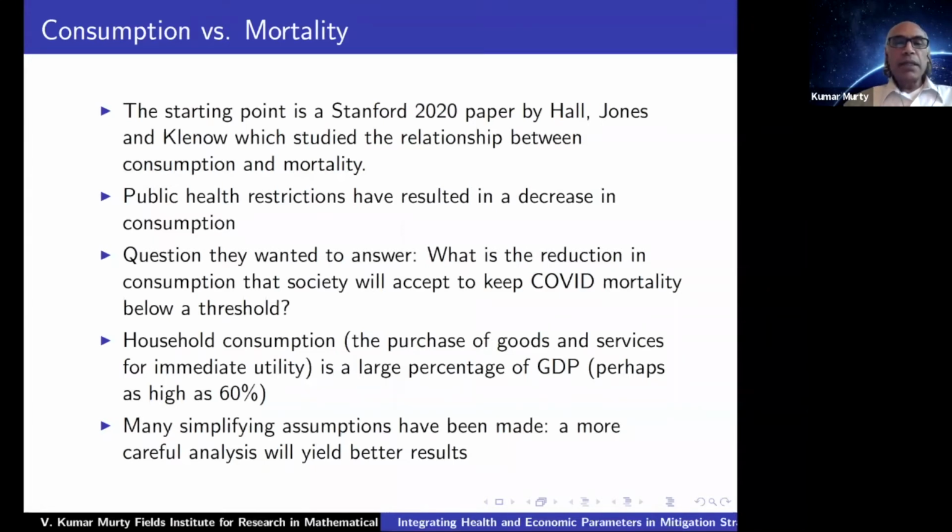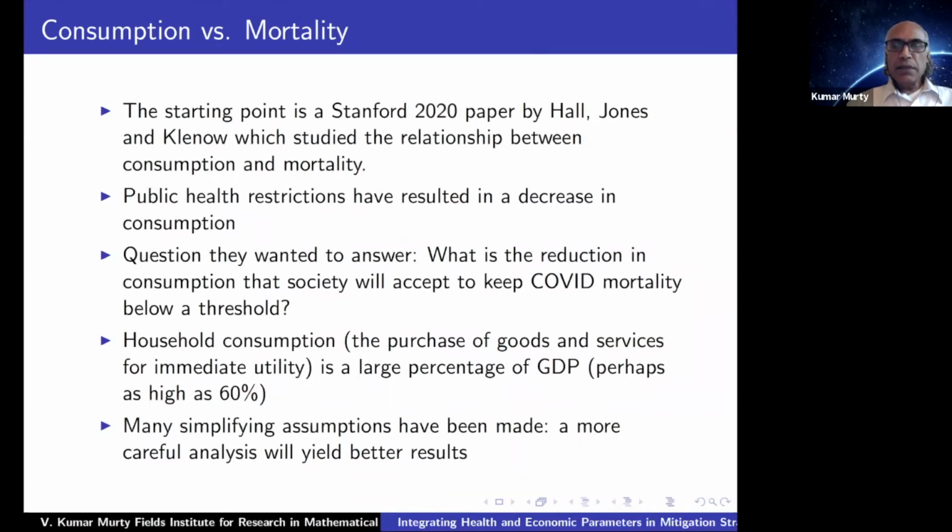So public health restrictions have resulted in a decrease in consumption. In fact, they have. And so the question they wanted to answer is, what reduction in consumption is society willing to accept to keep COVID mortality below a certain threshold? If we all move about freely, going to stores or interacting with people, then that's going to raise mortality. And so to avoid that, certain restrictions are imposed whereby my movement is restricted, as a result of which my consumption is down. And now the question is, what reduction in consumption are we willing to accept because we want to keep the mortality below a certain threshold?